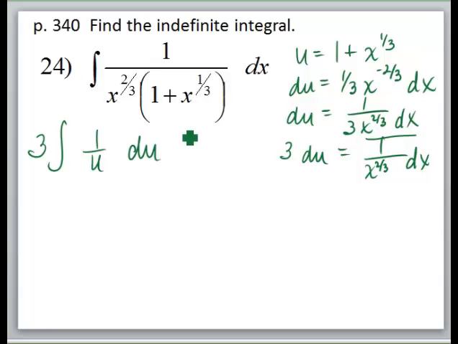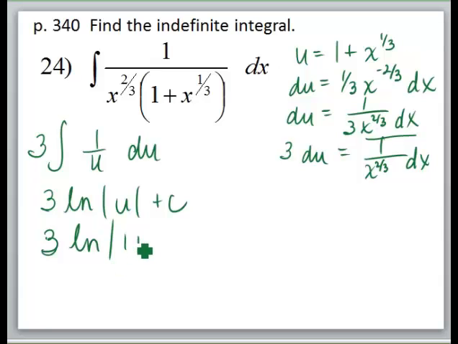And we'll go ahead and take the integral, which gives me 3 ln absolute value of u plus c. So I end up getting 3 ln absolute value of 1 plus x to the 1/3 plus c.